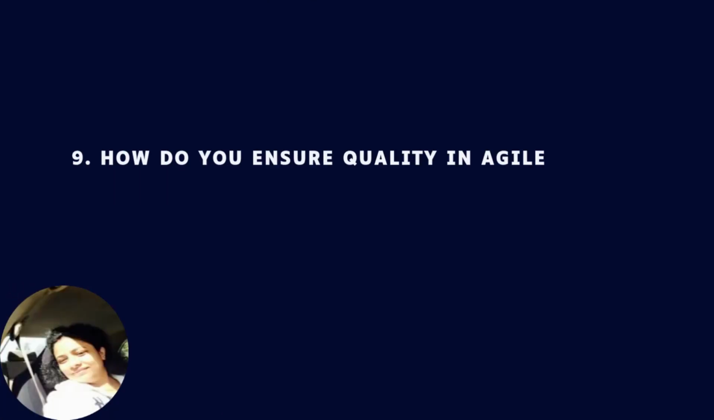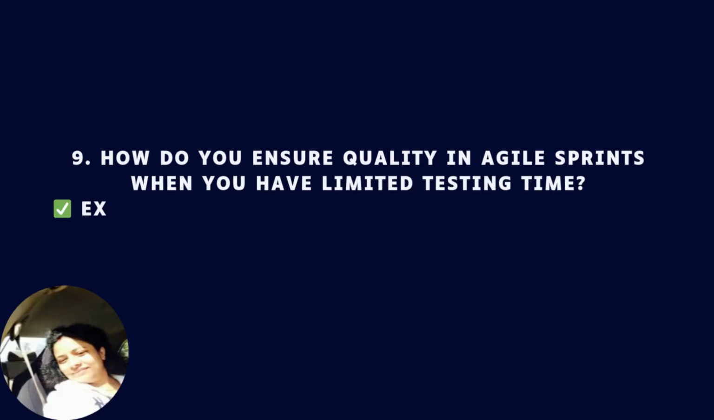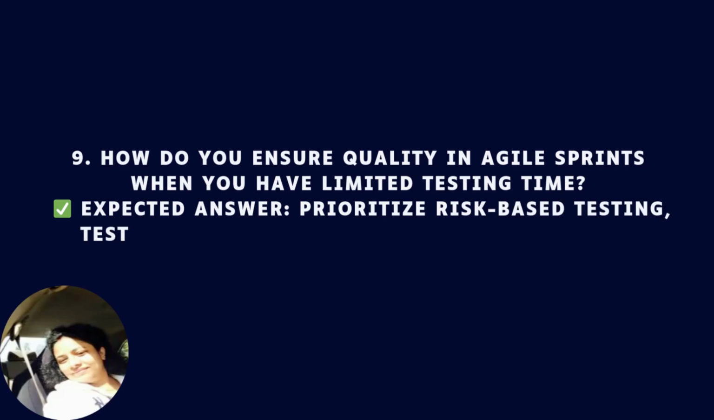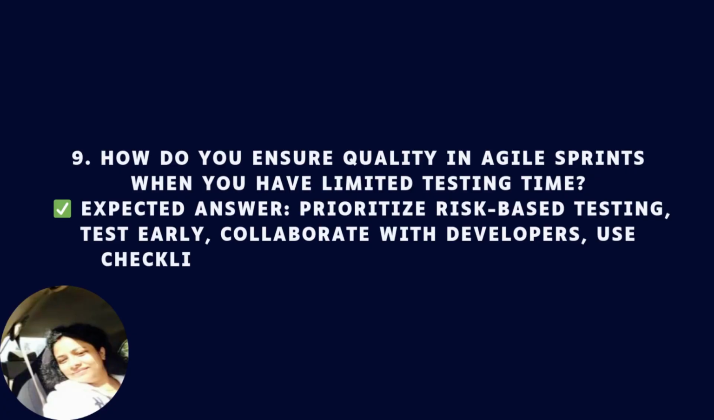Question 9. How do you ensure quality in agile sprints when you have limited testing time? Expected answer is prioritize risk based testing, test early, collaborate with developers, use checklists, and automate where possible.